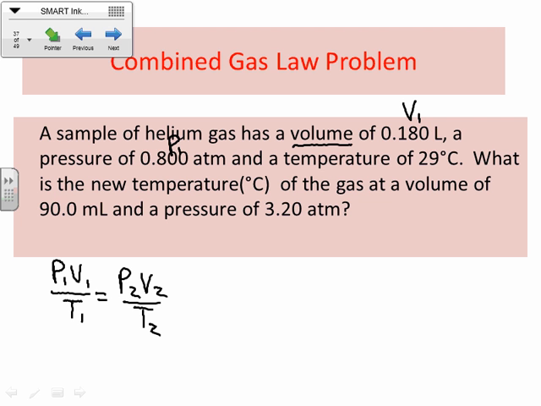And a temperature of 29 degrees Celsius, okay? Right. So if I called this V2, the 0.180, if I called that V2, then the 0.8 would have to be P2, all right? Now this temperature is connected to the ones that I already labeled V1 and P1, so this needs to be my T1, okay? What is the new temperature of the gas? So the new temperature, we're actually trying to find T2, okay, at a volume of 90 milliliters.